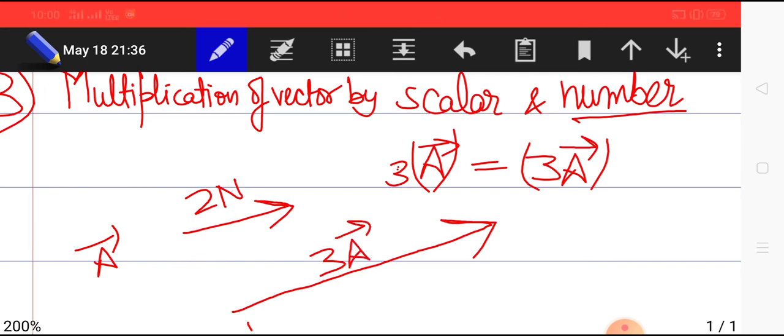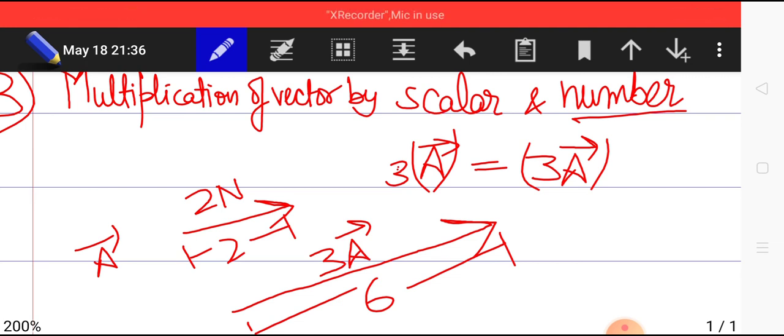Its magnitude is obviously 6 units compared to 2 units magnitude, because as I already told you, in graphical representation the length of a vector represents its magnitude. So what you can say at this point is that multiplying a vector by a number doesn't change its direction but increases its magnitude by the number itself.